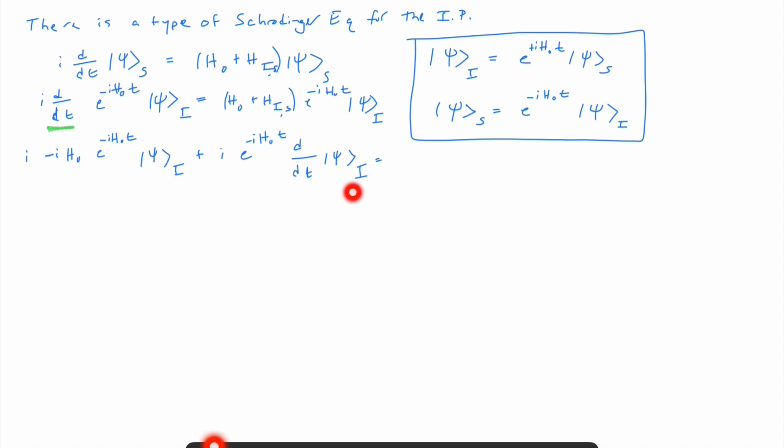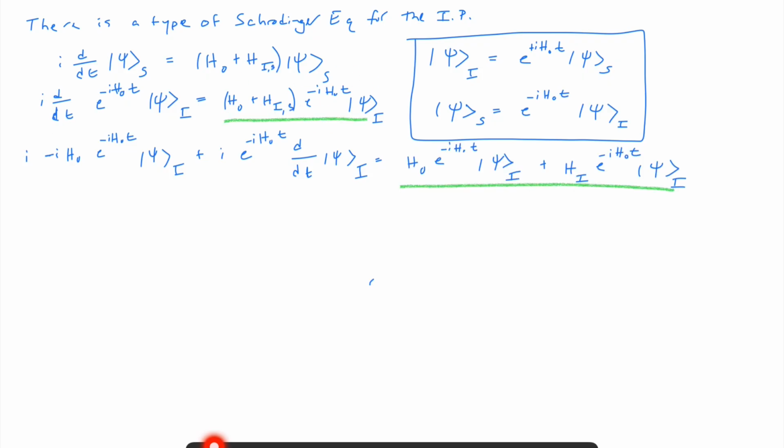Remember, now this is time dependence in the interaction picture. They're both time dependent, the operators and the kets. And on the right side, I'll just rewrite what I have here, but expand out this addition sign to H₀ e to the minus iH₀t, and this interaction ket right over here, plus I expand this part out over here.